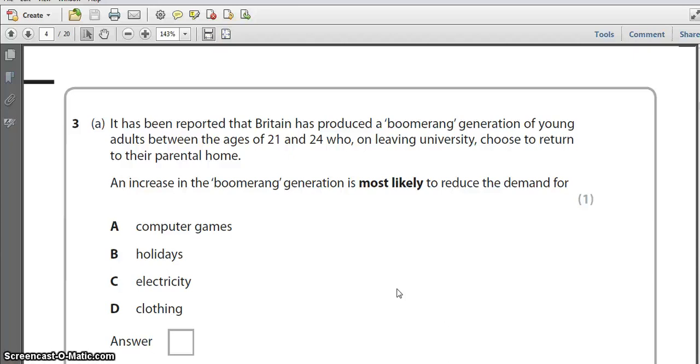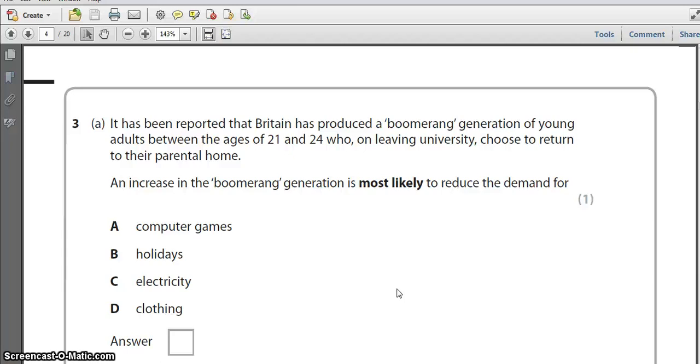If you're living at home with your mum or dad, then you don't have your own place, so you're all going to be using the same amount. You're going to be using electricity together. Whereas if everyone was living in their own houses, everyone would be using their own electricity. So people are sharing electricity instead of living by themselves, where they are each individually using their own levels of electricity. So the answer would be C.